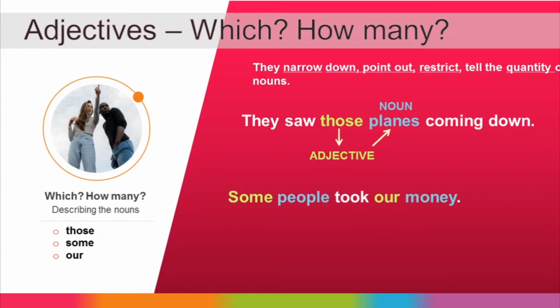Some people took our money. Now some here explains the noun people. Some here is an adjective, showing us the quantity of the people. While here our explains that the money we're talking about is our money. Our here explains the noun.